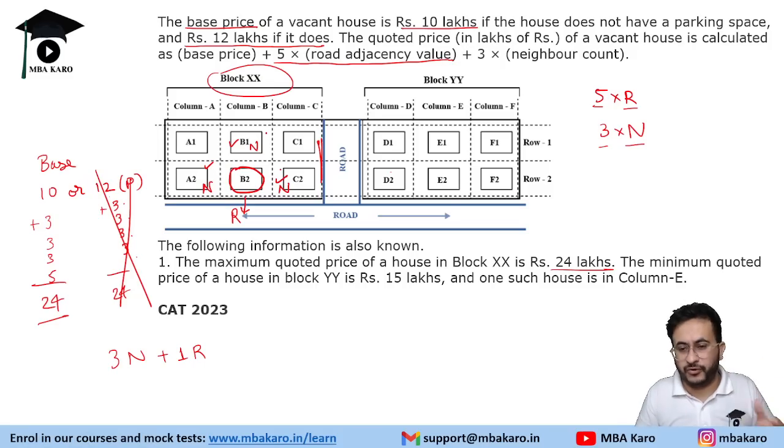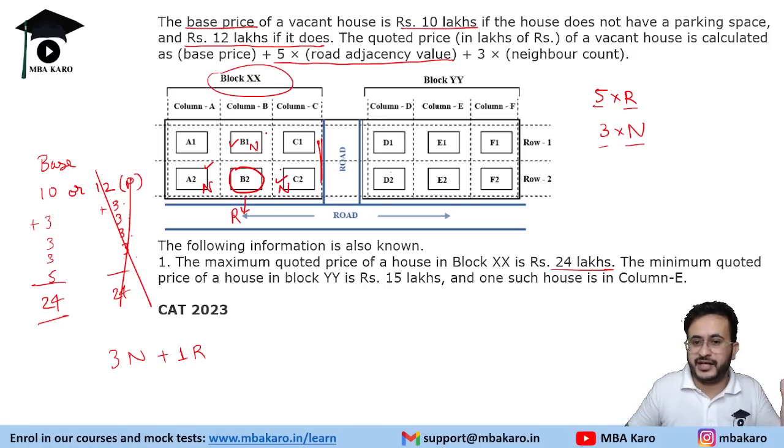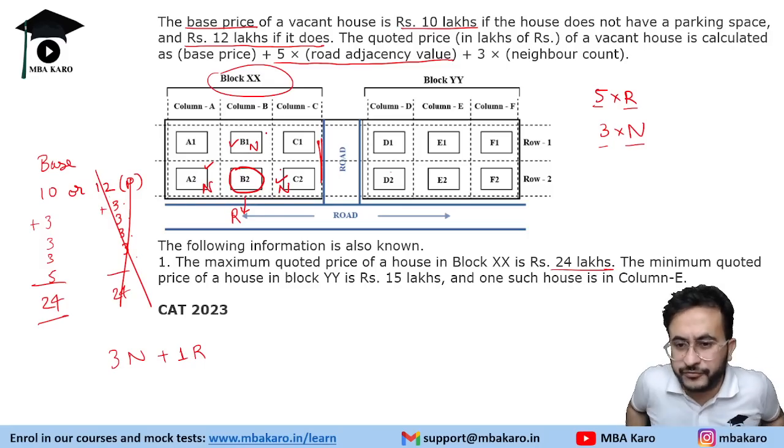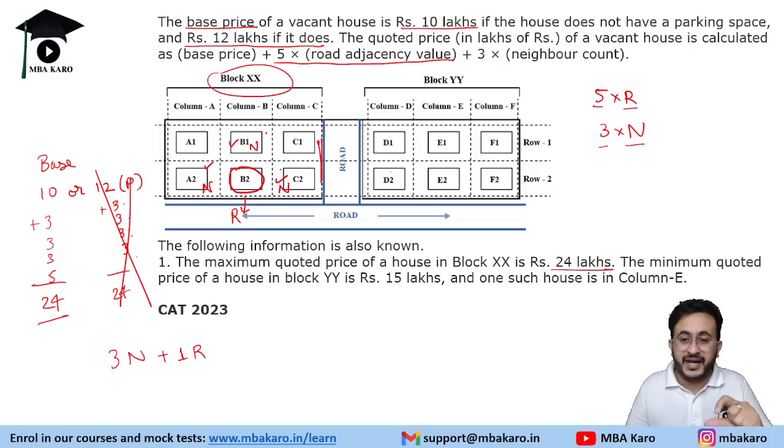Of course, it is not that instantly you will get it. It will take some time, but instead of taking too many combinations, this is the logic that it is testing. How can you get 24 from 10 or 12? By adding in terms of 3 or 5.